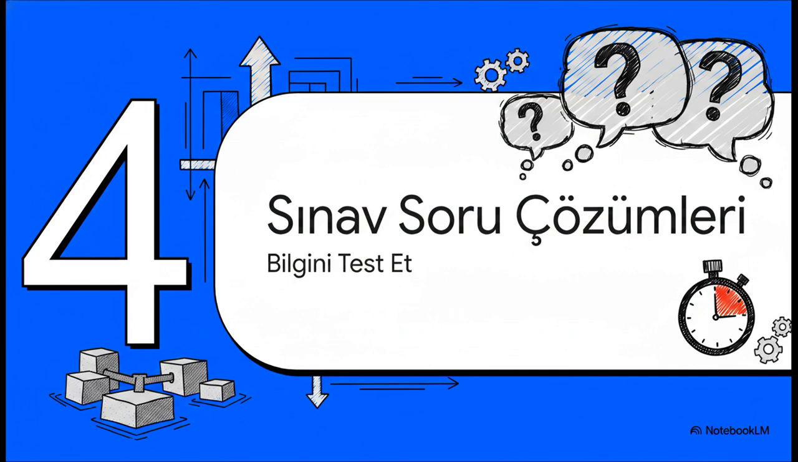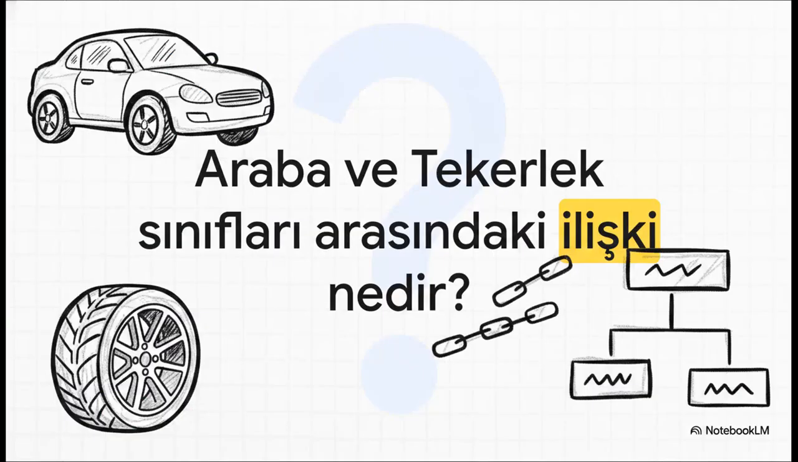And finally, part 4, exam questions solutions. It is time to test your knowledge. I want you to really think about these before I give the answer. All right, here is a classic trap straight from a university OOP exam. What exactly is the relationship between the araba, or car class, and the tekerlek, the wheel class? Think back to our golden rule. What do you think?